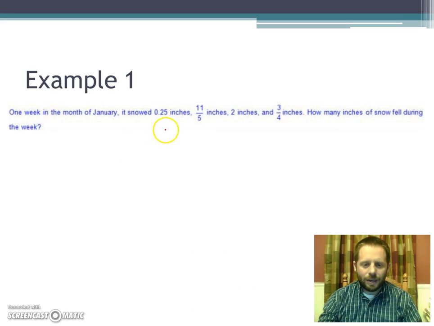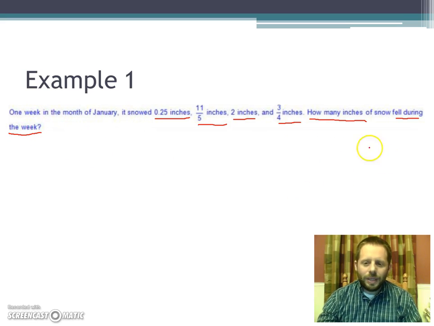So beginning, we're going to underline the key information in this problem. So we have this, 11/5 inches, 2 inches, and 3/4 inches. And we're also going to underline the part of the question that tells us what we're doing. So we're looking for how many inches fell during the week.